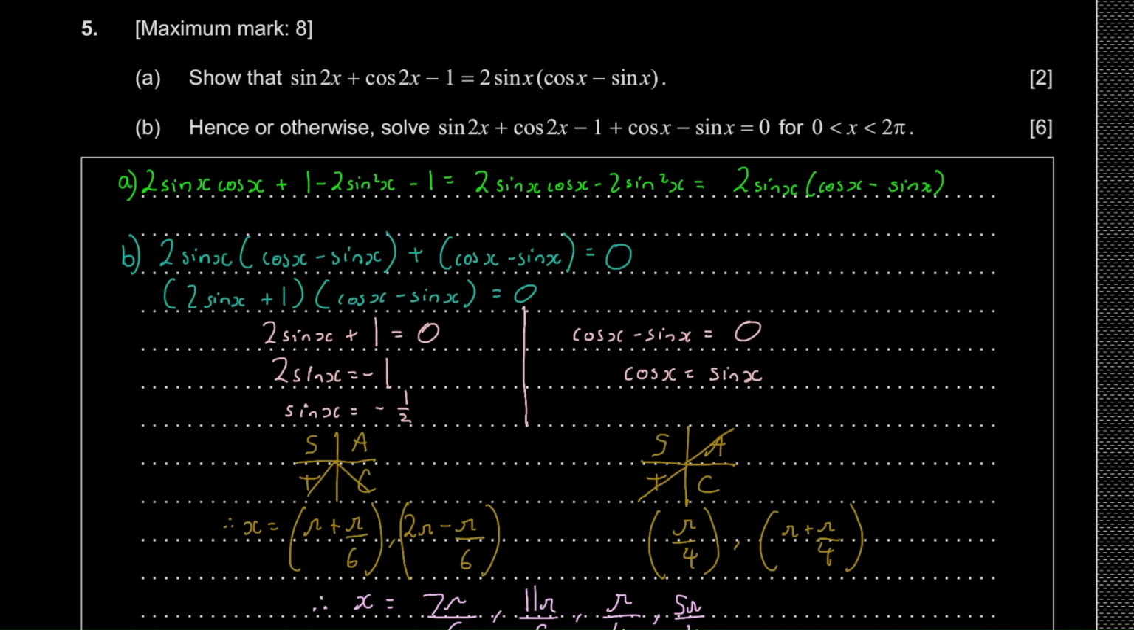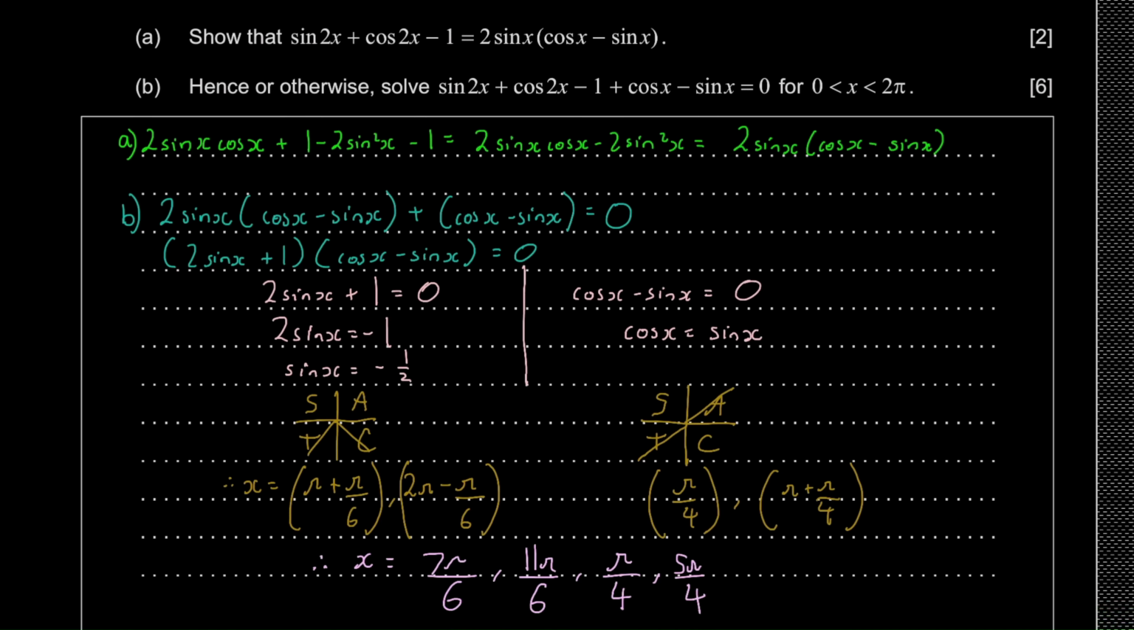The next part asks us to solve, hence or otherwise, sin 2x plus cos 2x minus 1 plus cos x minus sin x equals 0 for this domain. Firstly, since we've already looked at this part, which is your left-hand side in the previous question, we can simply replace whatever is over here with 2 sin x into cos x minus sin x, and then we can remain with cos x minus sin x, and this is equal to 0.